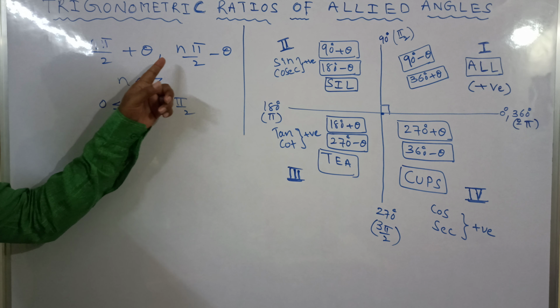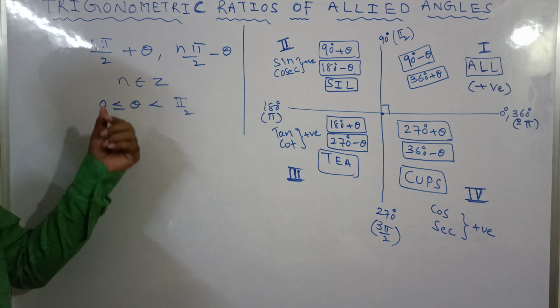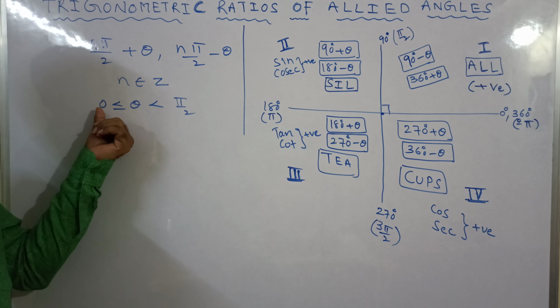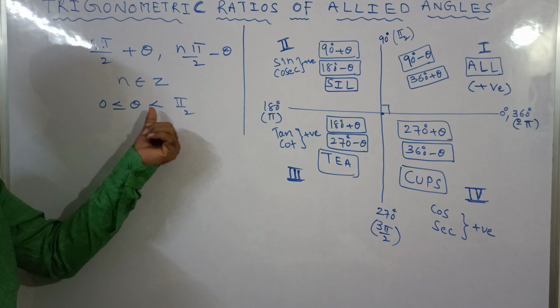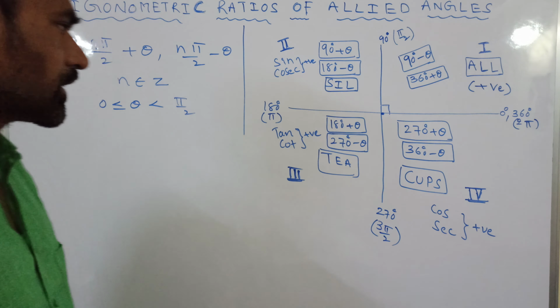n pi by 2 plus theta, n pi by 2 minus theta, n belongs to Z, 0 less than or equal to theta less than pi by 2. Theta is here an acute angle which lies in the first quadrant.